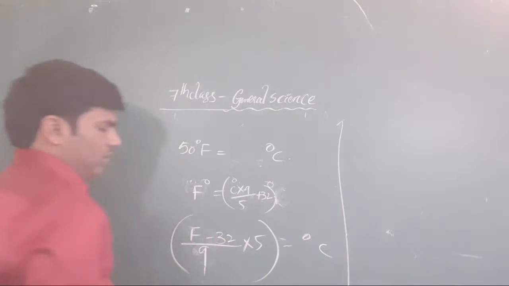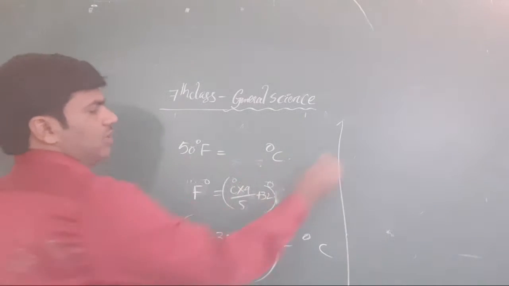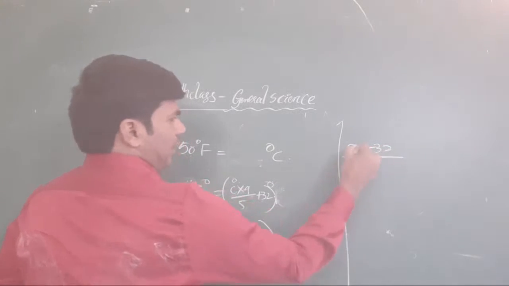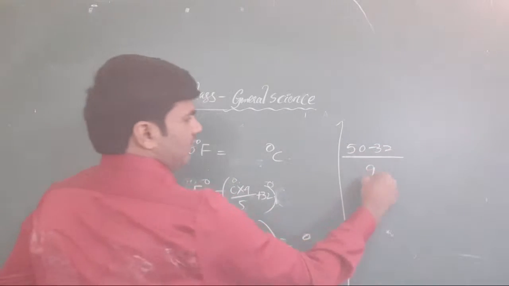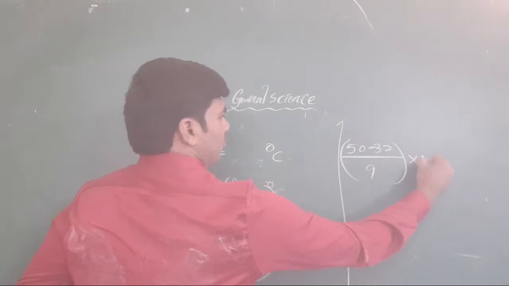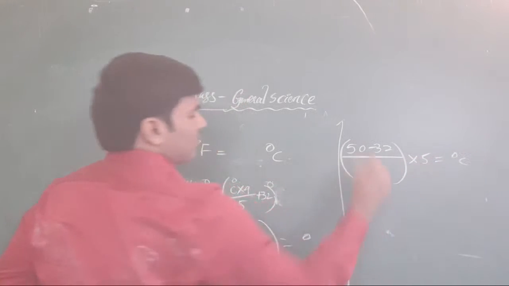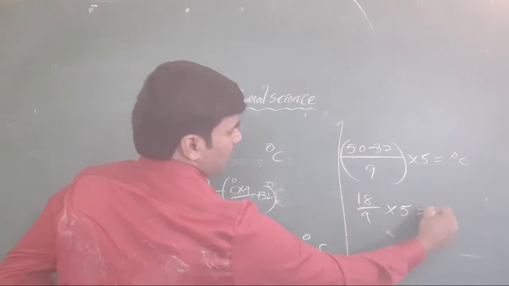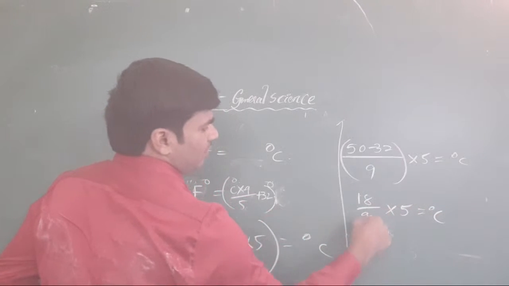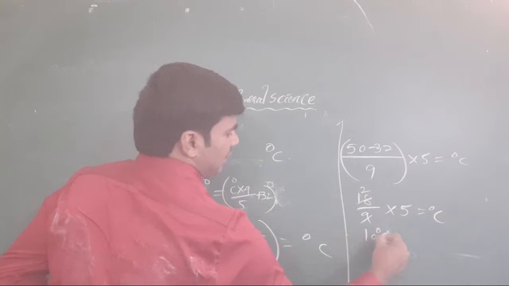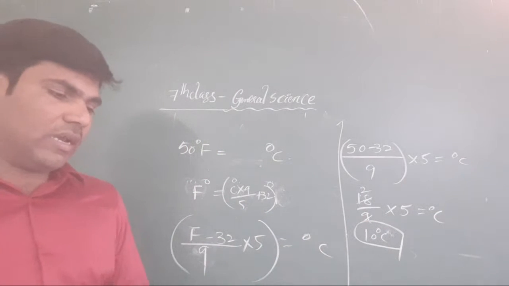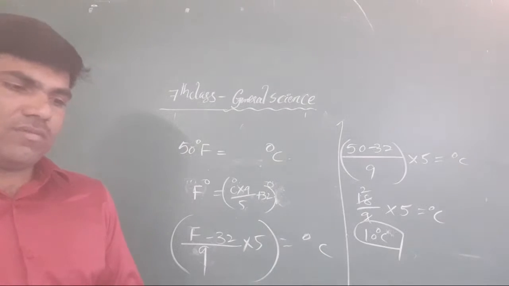How is it? Tell me. It is 50 minus 32 by 9 into 5 degree Celsius. That is 18 by 9 into 5 degree Celsius. Now it becomes 2 into 5, which is 10 degree Celsius. Got it or not? It is taken as 10 degree Celsius.